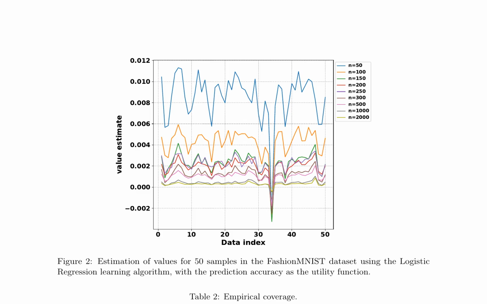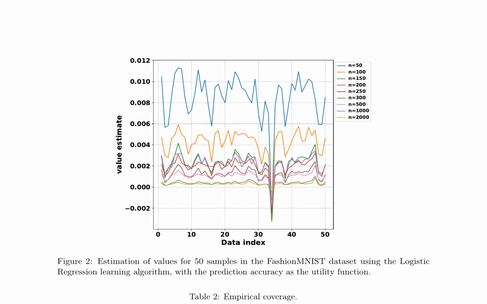This study delves into the estimation of Data Shapley values in machine learning models, specifically applying logistic regression to the fashion MNIST dataset. The research investigates how data size impacts the accuracy of value estimation and empirical coverage rates. Figure 2 illustrates the estimation of Data Shapley values for 50 samples in fashion MNIST, demonstrating that increased data size improves prediction accuracy as a utility function.